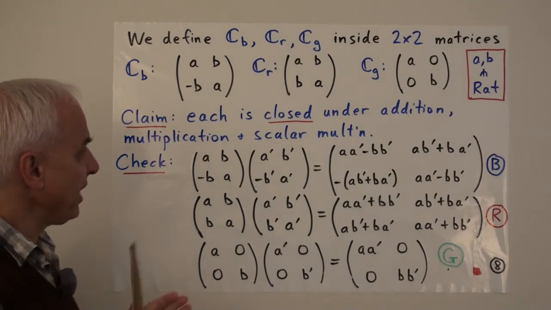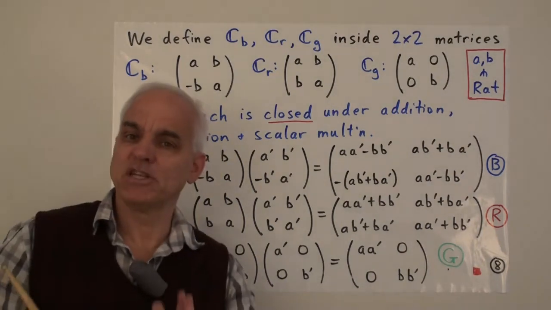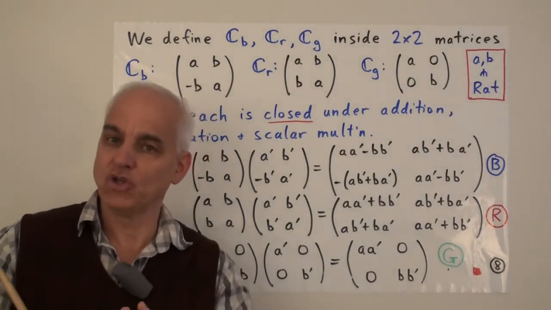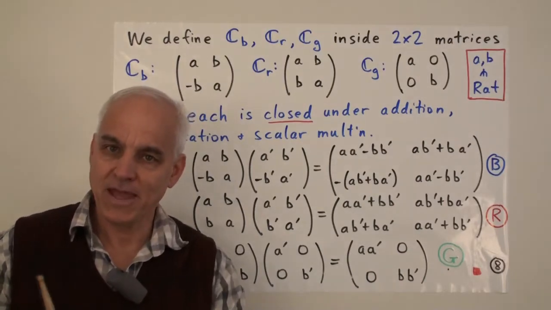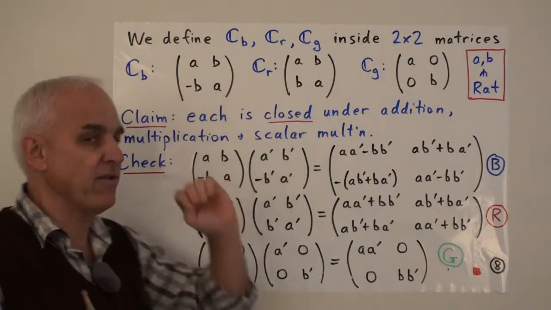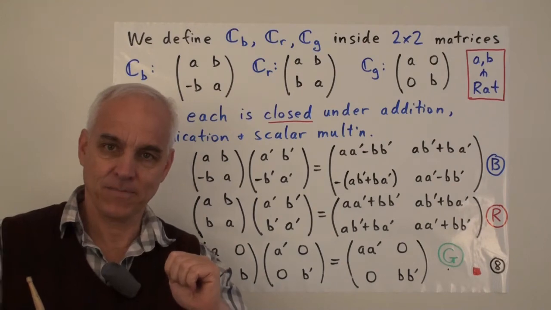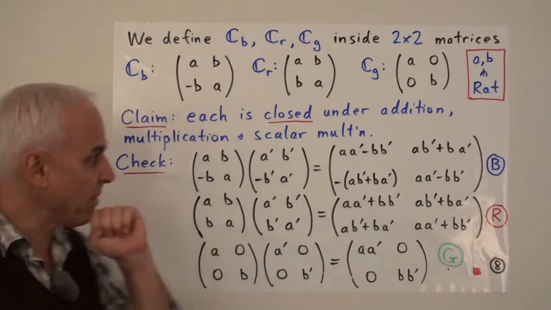All right, so we have three different, essentially, subspaces of 2 by 2 matrices. Each one of these defines a subspace. All right, so let's just think about that for a second.